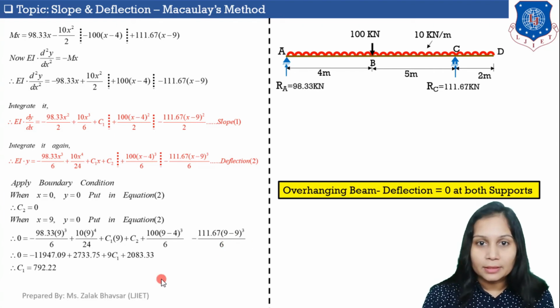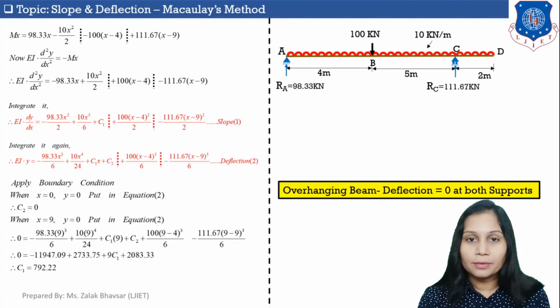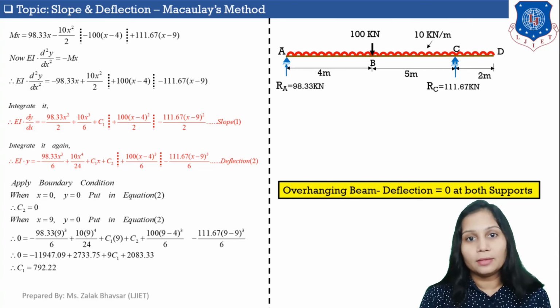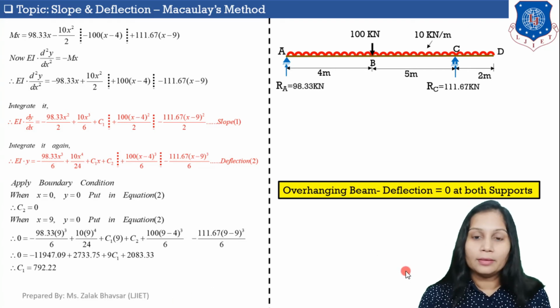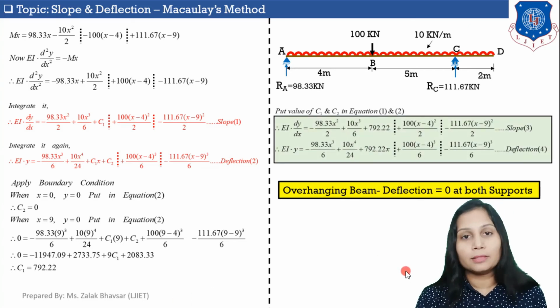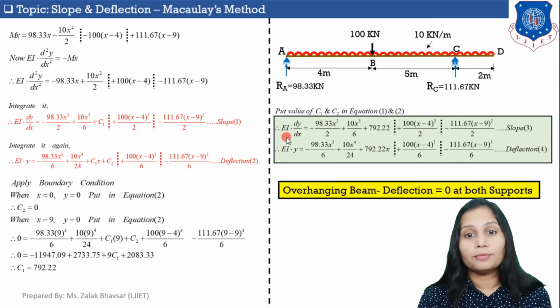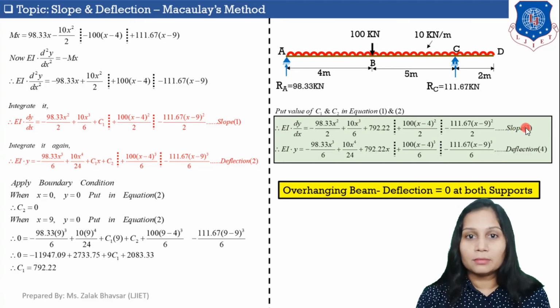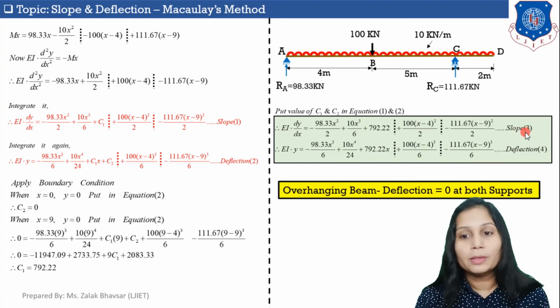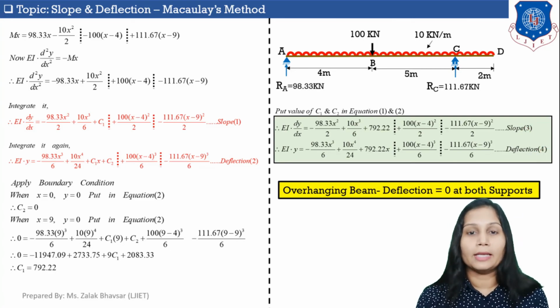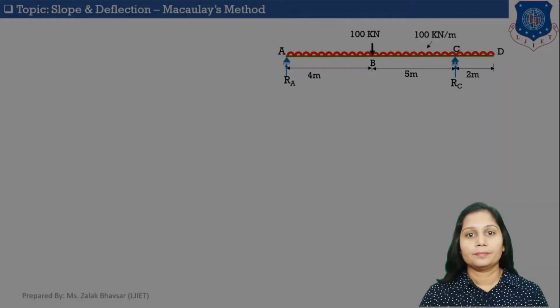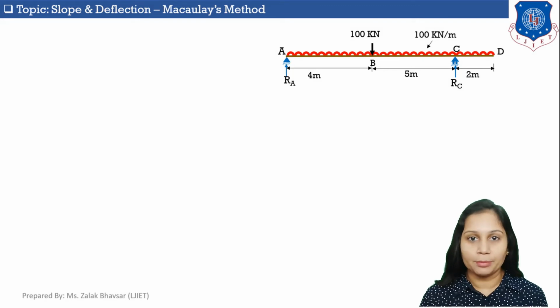If I solve this, then I will get value of C1 is equal to 792.22. Now, if I put value of C1 and C2 in equation number 1 and equation number 2, then I will get final equation number 3 for calculation of slope and equation number 4 for calculation of deflection. So let's calculate step number 5.